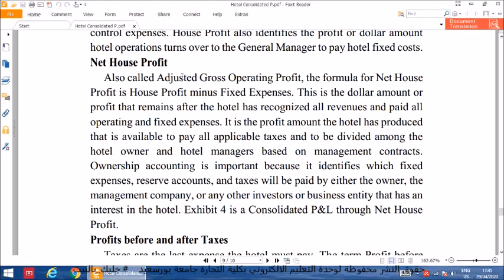Ownership accounting is important because it identifies which fixed expenses, revenue accounts, and tax will be paid by either the owner, the management company, or any other investors or business entity that has an interest in the hotel.